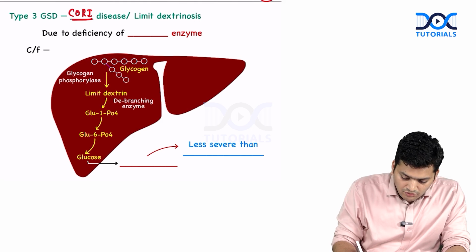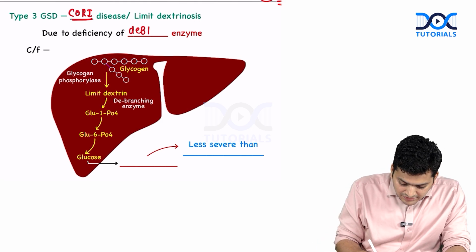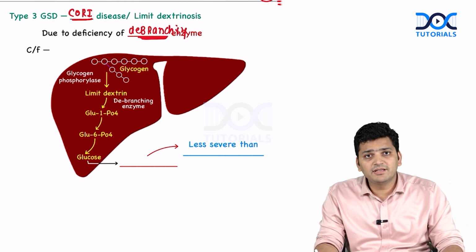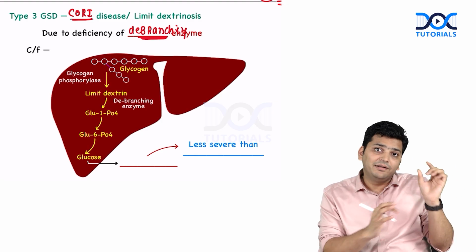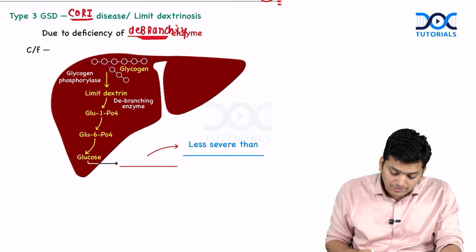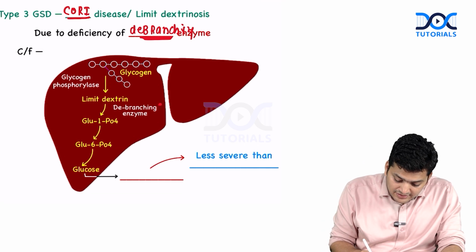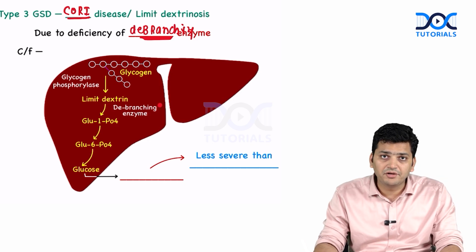Cori is due to deficiency of debranching. So it is due to deficiency of the debranching enzyme. Do you remember how the process happens? The glycogen phosphorylase cuts, then ultimately the branching point is exposed. To cut the branching point, we require the debranching enzyme. If the debranching enzyme is not there, we can't cut the branching point.